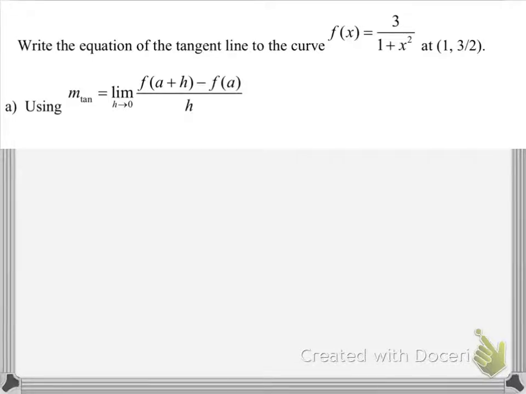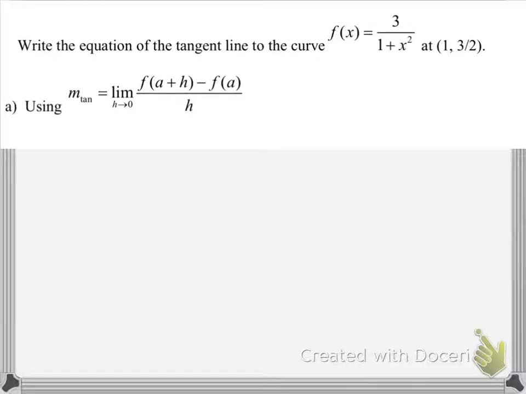In this example, we want to write the equation of the tangent line to the curve f of x equals 3 divided by 1 plus x squared at the point 1, 3 halves. And we are specifically being asked to use the definition here for the slope of the tangent, which is the limit as h approaches 0 of f of a plus h minus f of a divided by h.